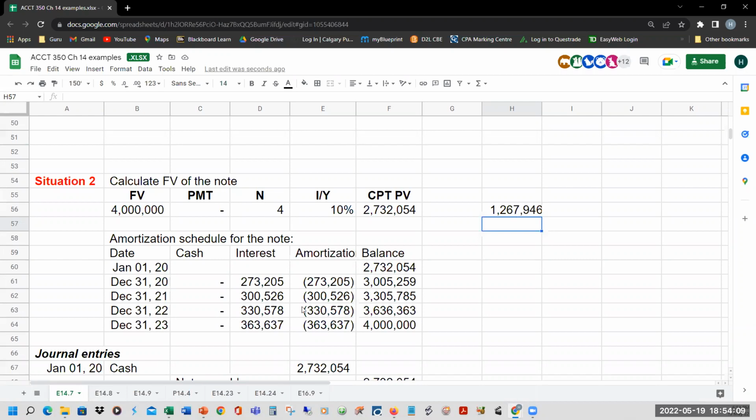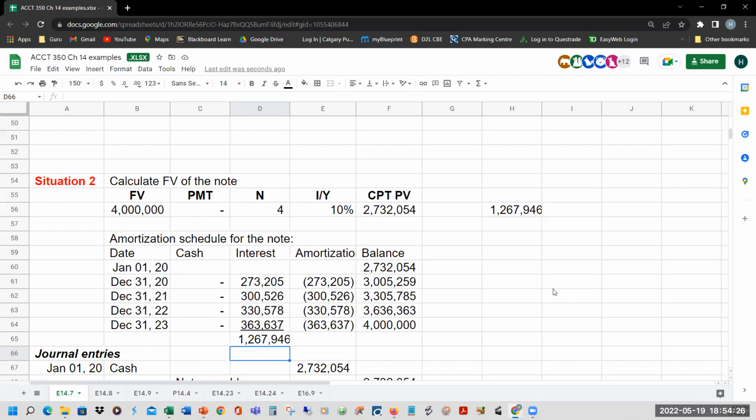All right. So we can confirm that if you add up the total interest for the 4 years here, that is precisely what it's going to be, $1,267,946. And it looks like Max's question is ready.